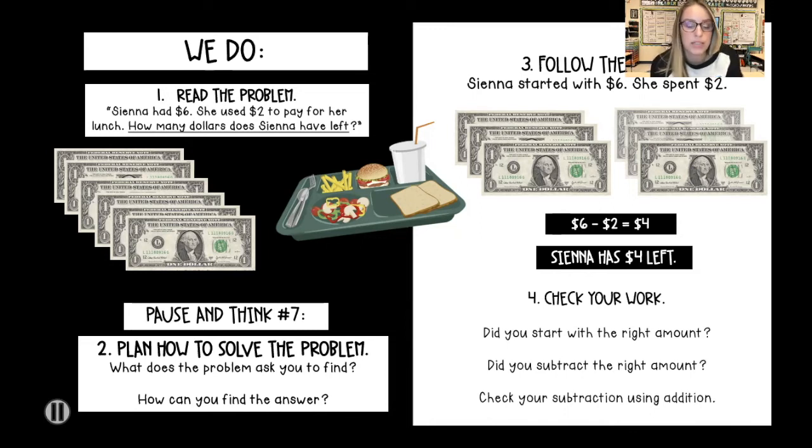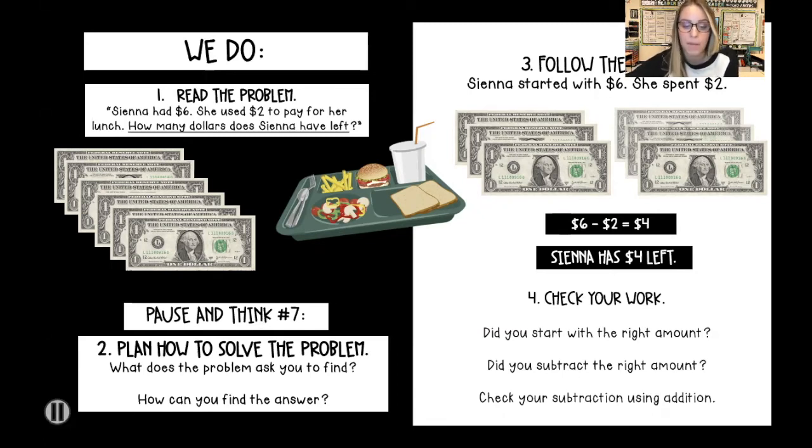So number 1 is read the problem. Our problem says, Sienna had $6. She used $2 to pay for her lunch. How many dollars does Sienna have left? So I went ahead and put $6 right here. 1, 2, 3, 4, 5, 6. And then I went ahead and drew a lunch tray to show that she bought a lunch tray with 2 of the $6. So our 7th pause and think question is, plan how to solve the problem.